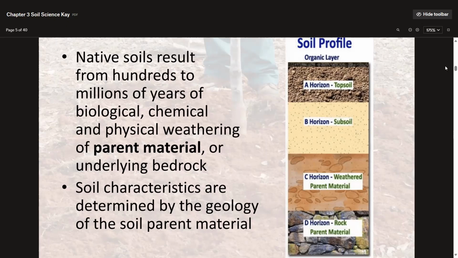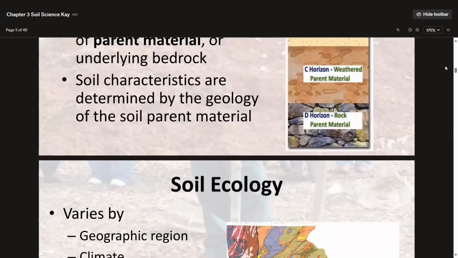And as it breaks up, it goes into the C horizon and is kind of weathered parent material. Then it all kind of mixes together in that B layer, the subsoil, right? So you have movement coming down from the top and movement coming up from the bottom. And all together, that makes your soil profile, right? Hope that explained it fairly well.